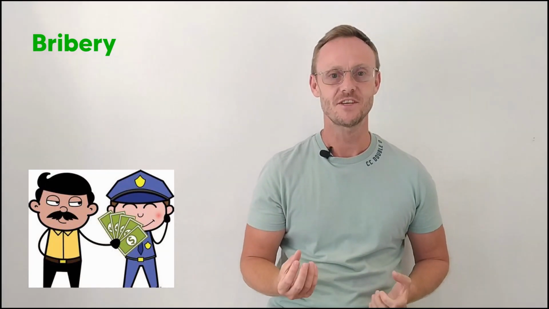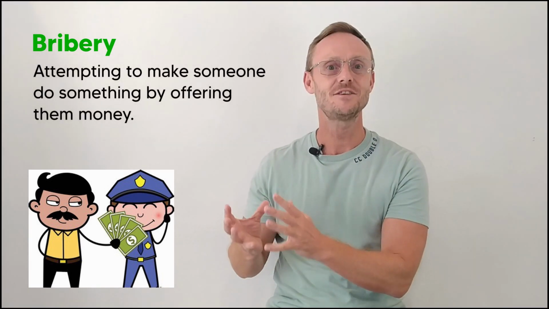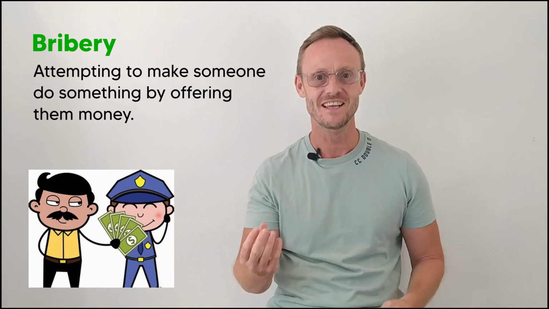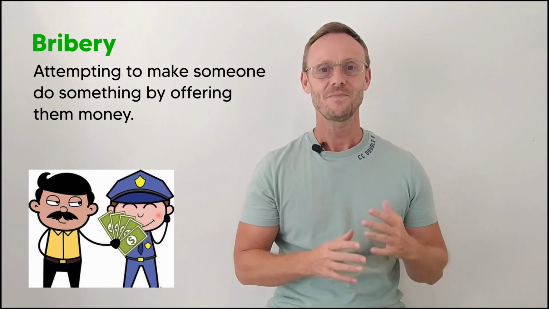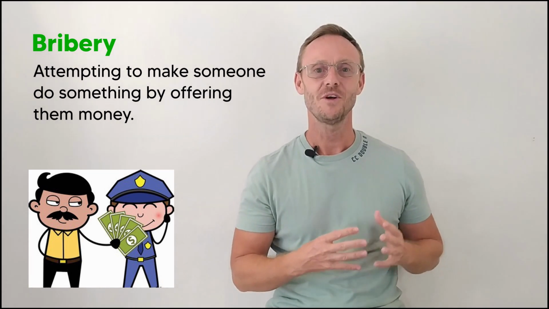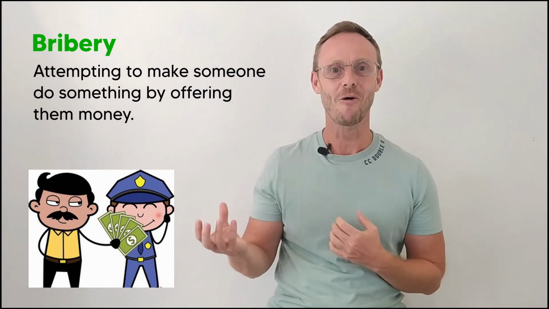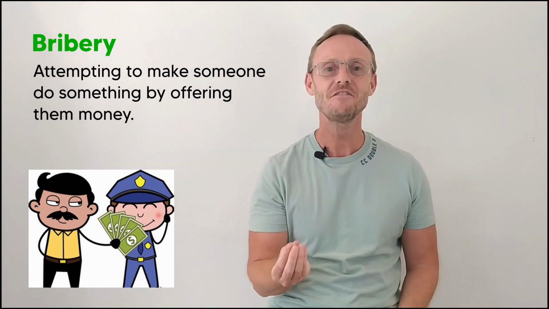Bribery is when a person offers money to someone else to make them or ask them to do something illegal. For example, a person might be in trouble with the police and they might offer the inspector or the police an amount of money to drop the charges.